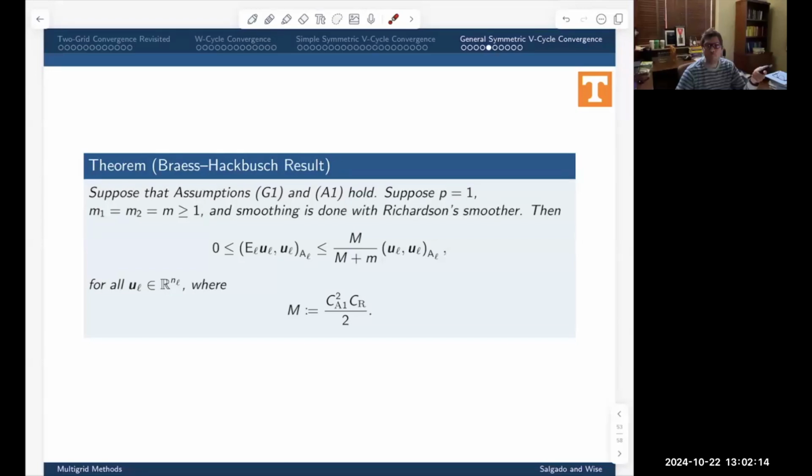So the convergence rate we want to establish is this one, capital M over capital M plus little m. Little m is the number of smoothing iterations. Capital M is a constant, C_A1 squared times C_R squared over 2. So it's a little bit smaller than the constant that we proved in the previous results. So this is an improved result for sure.